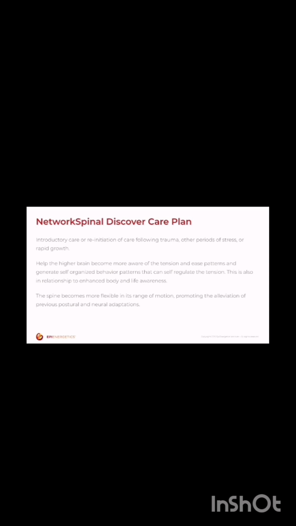And those benefits are about helping the higher brain become more aware of the tension and ease patterns and generate self-organized behavior patterns that can self-regulate the tension. This is also in relationship to enhanced body and life awareness. And understand, enhanced body and life awareness is a constructive survival value. People have to learn that. They've learned to disconnect from their bodies, and they've learned to not experience their physiology, and that is actually a destructive survival value.